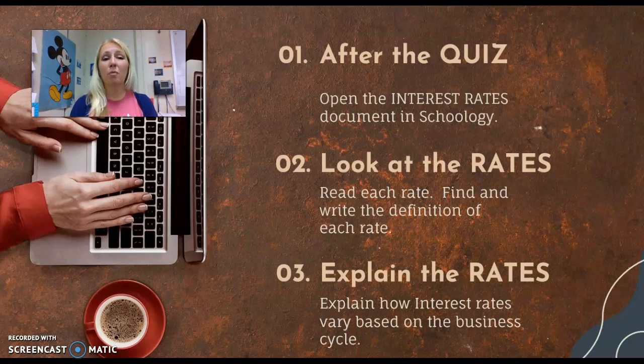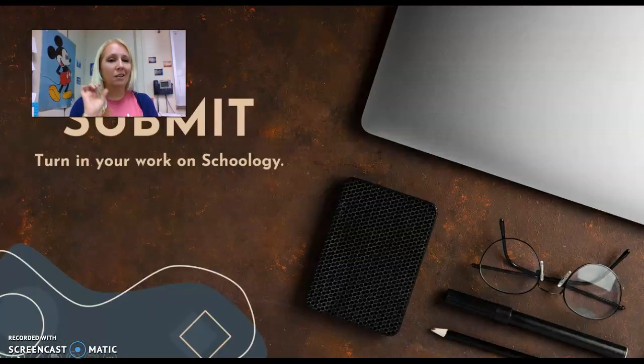So based on what you've read and what you can research, write a short paragraph telling me how interest rates vary based on the business cycle. Why do you think the business cycle impacts business or interest rates? Okay, then you're going to turn that in. Got just a little bit more to go. So you're going to submit that on Schoology.